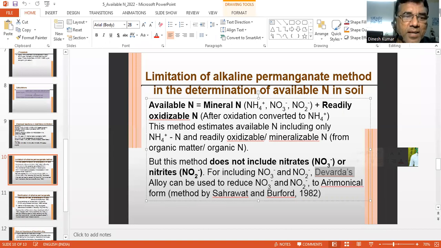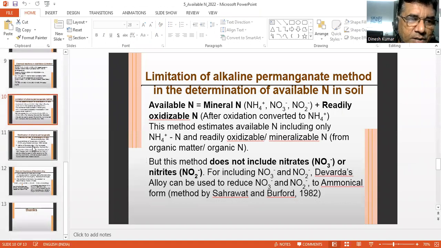And then whatever nitrates are there in the digest or extract, they will be converted into ammonia if you add Devarda's alloy, and then that ammonia will be added into the beaker where you have boric acid mixed indicator. Already you have collected some ammonia from ammoniacal form and organic form, and then the same nitrogen will be accumulated there in the form of ammonia. So you can make two steps here by adding Devarda's alloy, if you want to consider nitrite and nitrate nitrogen also.